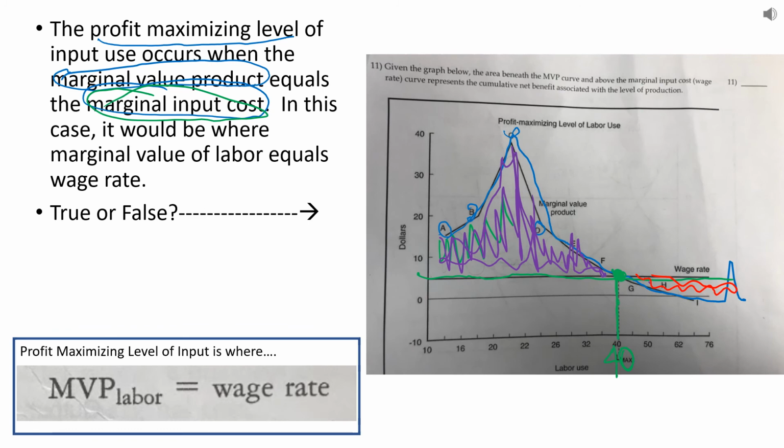So this question says, given the graph below, the area beneath the marginal value product curve and above the marginal input cost, that's what I have highlighted here in purple, represents the cumulative net benefit associated with the level of production. Yes, that is true, because the net benefit, remember, is marginal value product minus the wage rate, and that's going to give you the net benefit, or, I'm not going to say profit, but the amount of money that they're making on each additional hour.